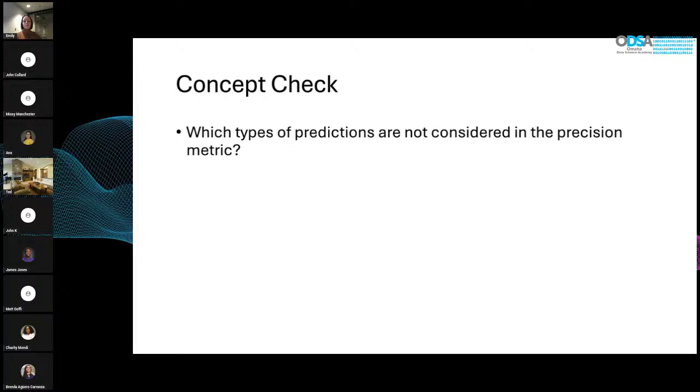So here's a concept check, a question for you guys. I didn't know how to phrase this. Maybe when we look at TP, FP, TN, FN, which of those are not considered in the precision metric?